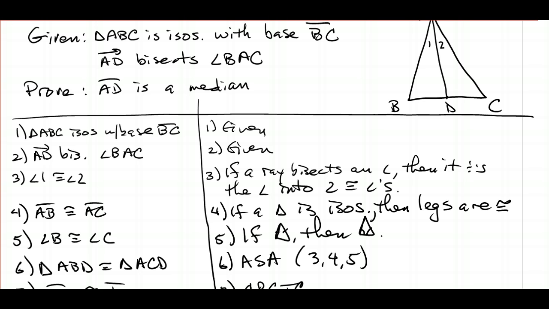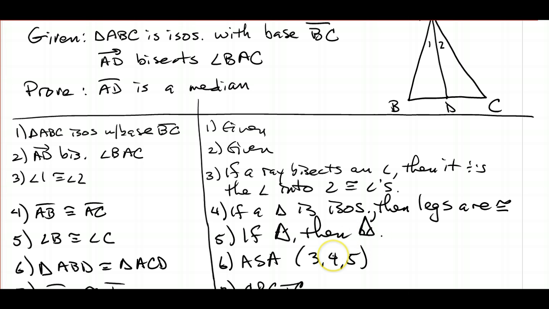Now for angle B congruent to angle C, I could have also used if a triangle is isosceles and its base angles are congruent, but since I already have two sides of the triangle congruent, angle B and angle C are the angles opposite them. So this reason's a little bit shorter, that's why I chose to use that one. If two sides of a triangle are congruent, then the angles opposite them are congruent.